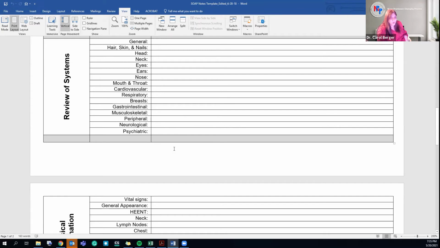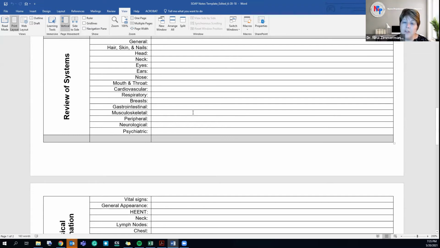Now, these are the two parts that are the most confusing for students, and where they lose the most points in those early SOAP notes before they begin to get used to it. They'll mix up review of systems with physical exam. So explain the difference between review of systems and physical exam.